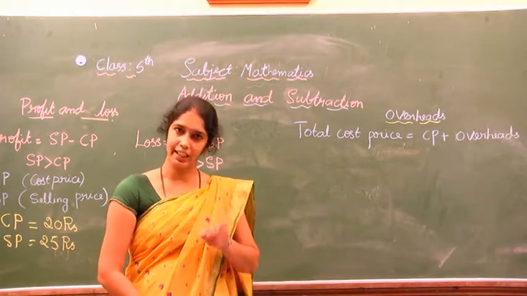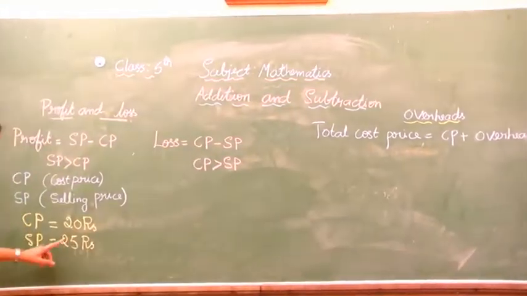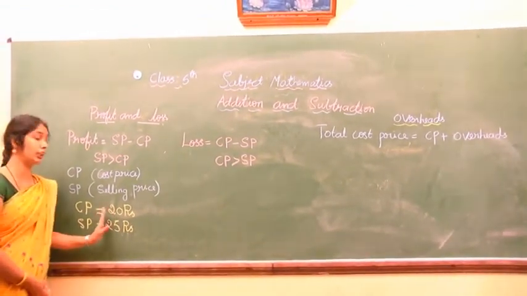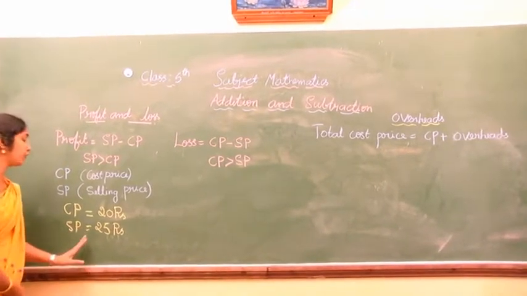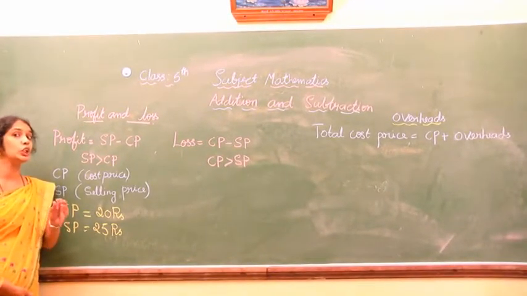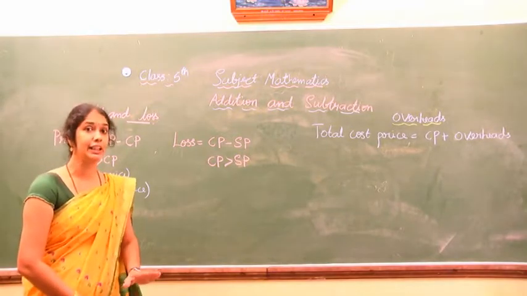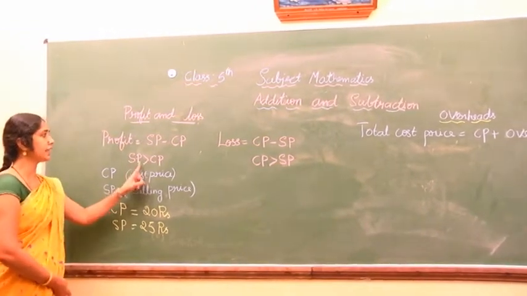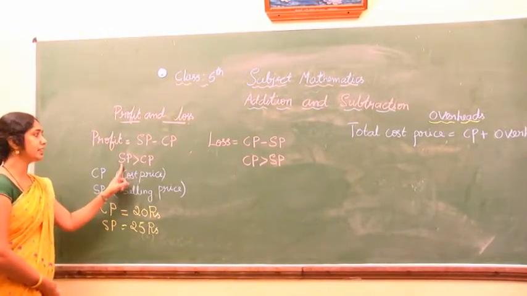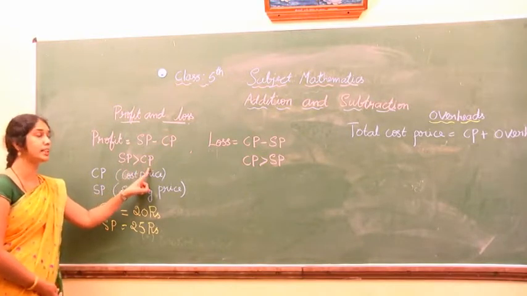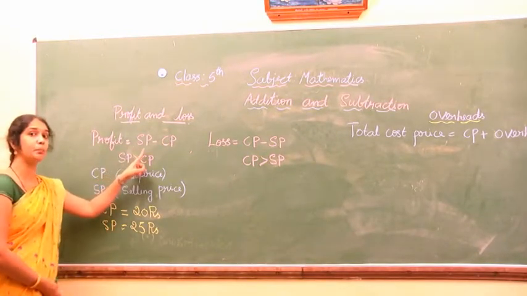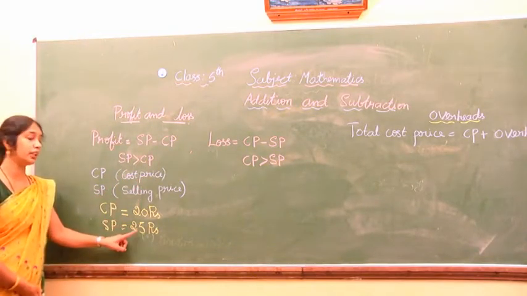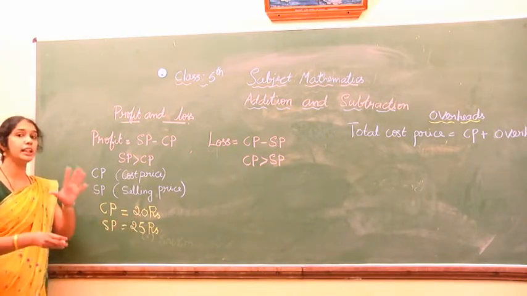Tell me. Yes, you are right. You got a profit of 5 rupees. How? See, you bought it for 20 rupees, but you sold it for 25 rupees. You got profit. Here you can observe that SP is greater than CP, isn't it? Selling price is greater than cost price. Then profit will be selling price minus cost price. Here you can observe how much profit you got: 25 minus 20, which is 5 rupees.